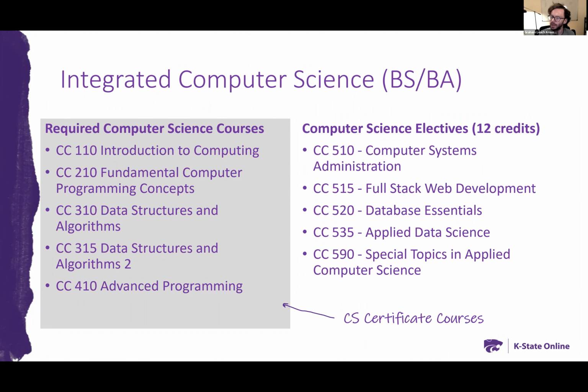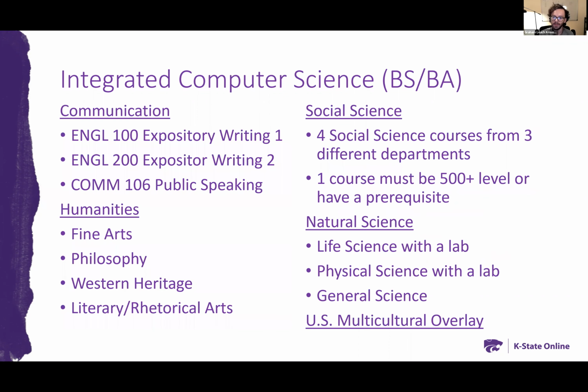Applied data science, so that might be something to explore if you were interested in combining integrated computer science with a domain where you would be doing statistical analysis, so the sciences, for example. And then special topics in applied computer science. That can be a wide variety of things, but you can work with an instructor to figure out a special topic that you're excited about and work on that. Okay, I think that's good.